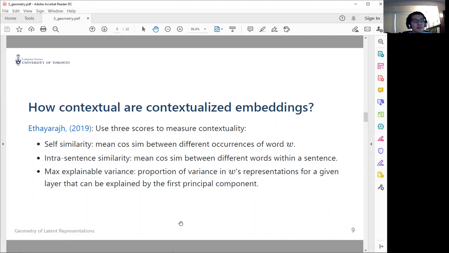The third score is maximum explainable variance. It's the proportion of variance in the word representations for a given layer that can be explained by the first principal component. The idea behind this is that the authors want to analyze the possibility of using some principal components or even lower dimensions to represent the high dimensional contextualized representations.